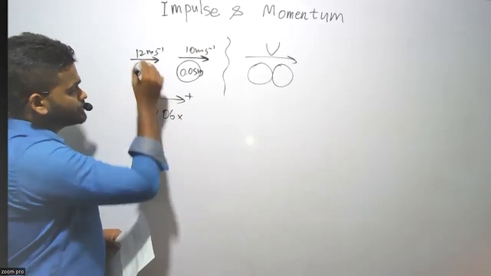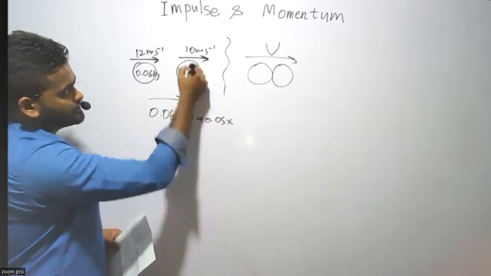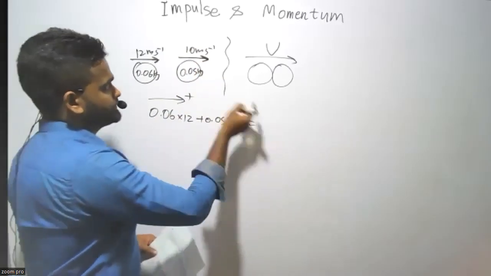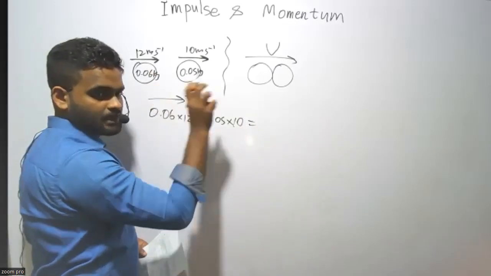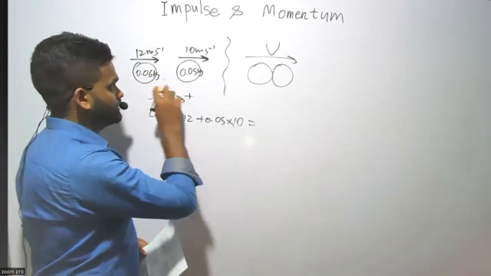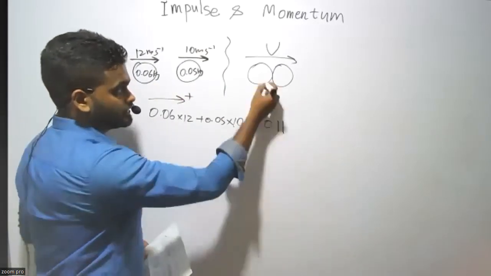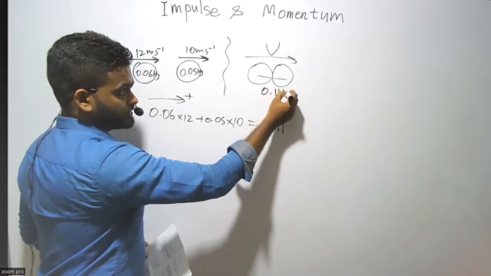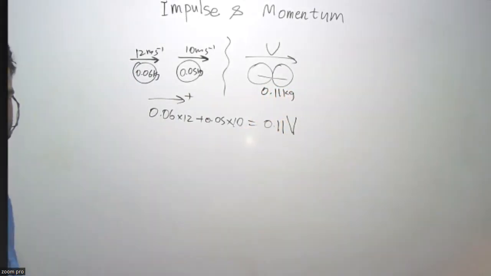0.06 times 12 plus 0.05 times 10 equals the sum of the masses, the addition of the masses. Now they are a compound object, right? So I'm adding the masses, so it is 0.11. Total mass 0.11 kilogram times velocity, right?